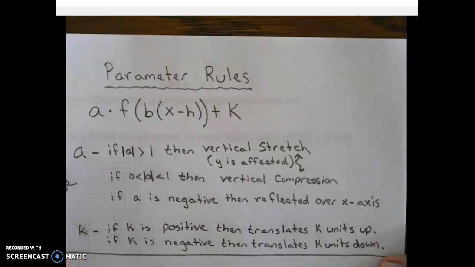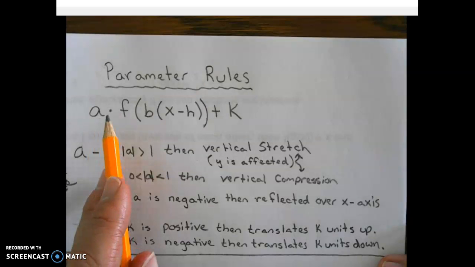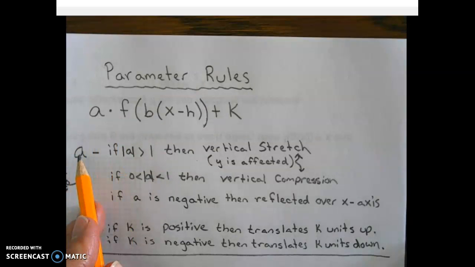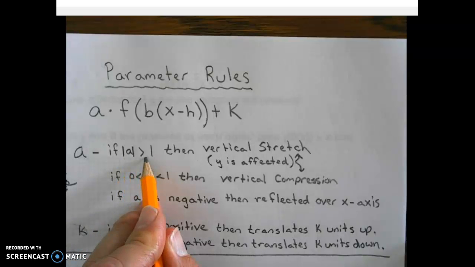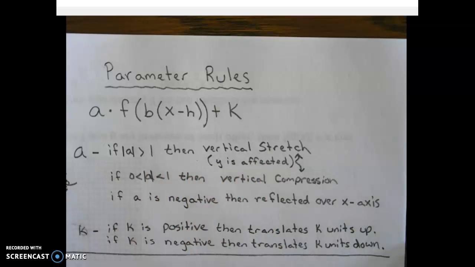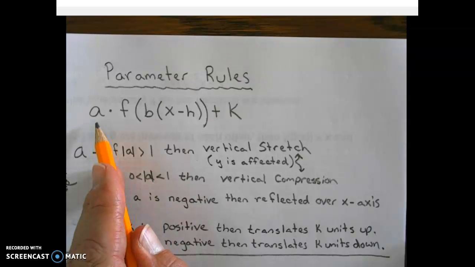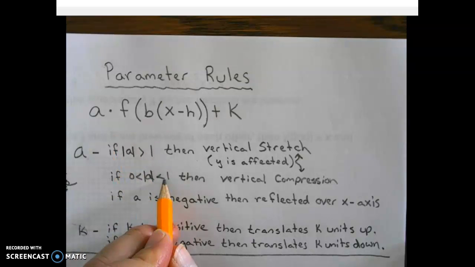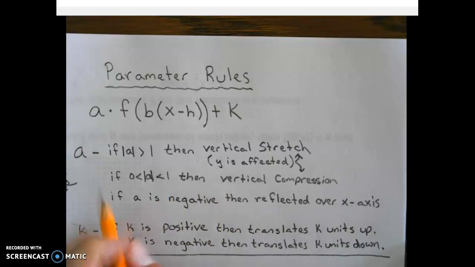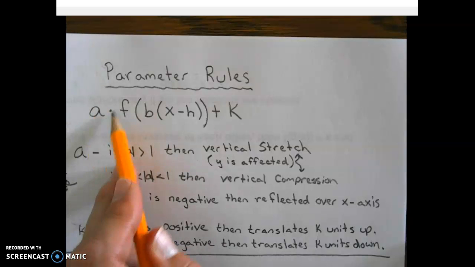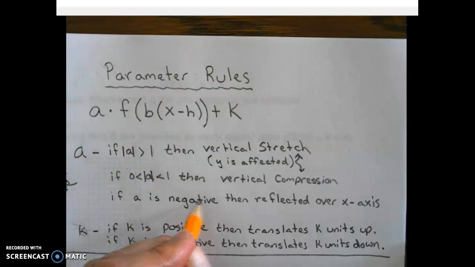So what do these parameters do? So the number in the front that you're multiplying the function by, if the absolute value of that number is greater than 1, then we have a vertical stretch. If the absolute value of that number is between 0 and 1, we have a vertical compression. And if a is negative, we have a reflection over the x-axis.